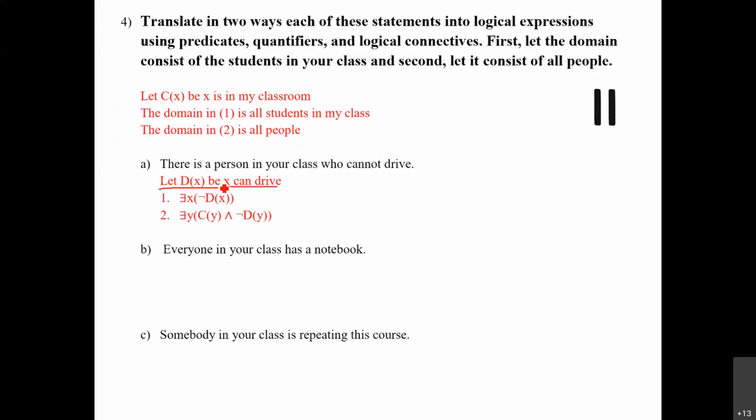So let D of X be X can drive. First of all, there exists. There is a person in your classroom who cannot drive. If the domain is just your class, you don't have to specify that he's in your class. We already know in this domain 1, this guy is going to be in your class. So there exists X such that not D of X. There is someone in your classroom who cannot drive.